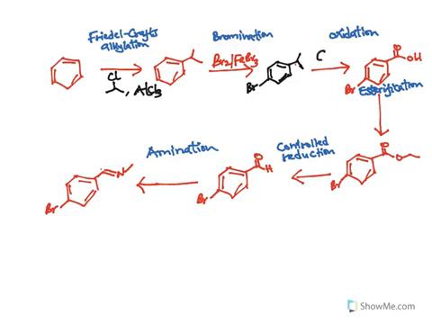Next, we can oxidize this using chromic acid to transform the benzylic position. So remember, this reaction requires the presence of a proton in the benzylic position in order to form the carboxylic acid. This can be followed by esterification.